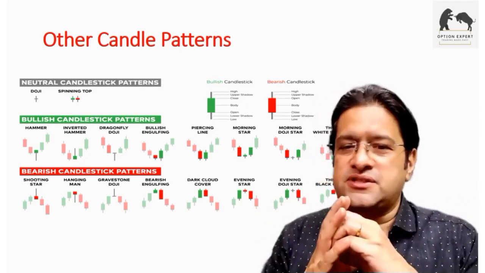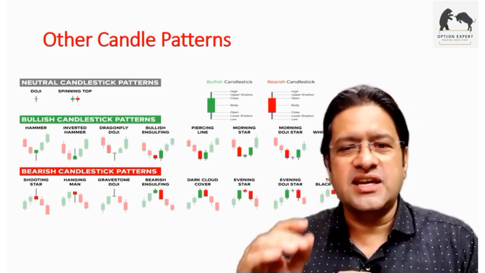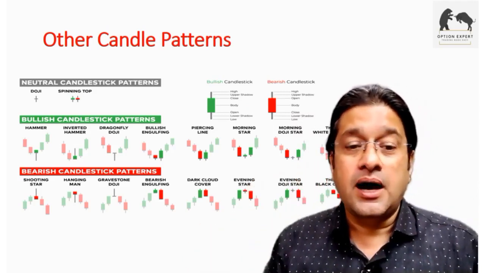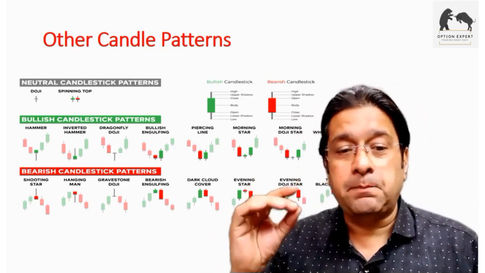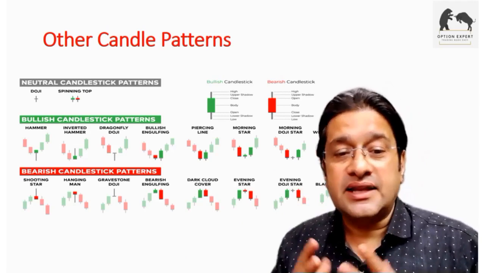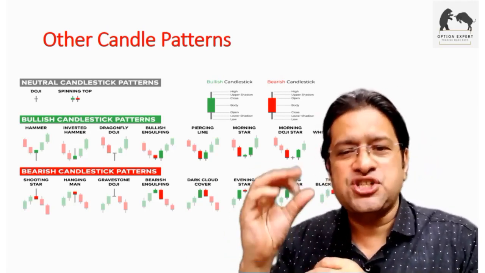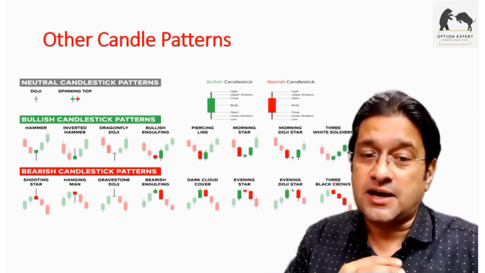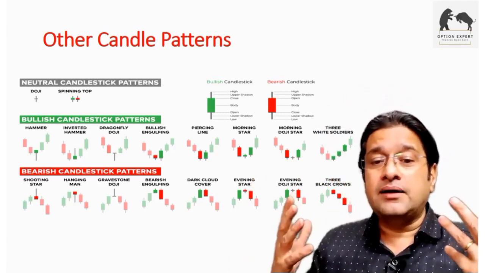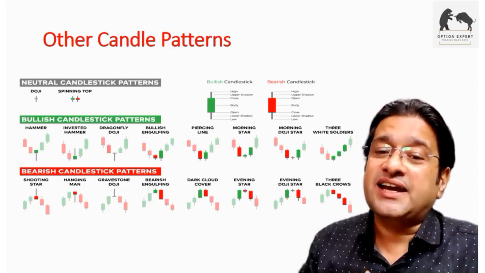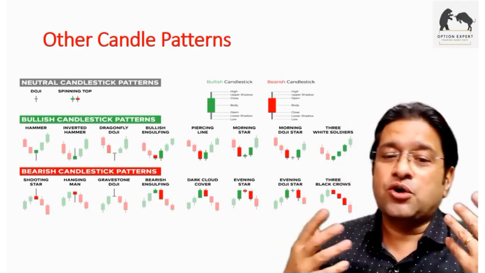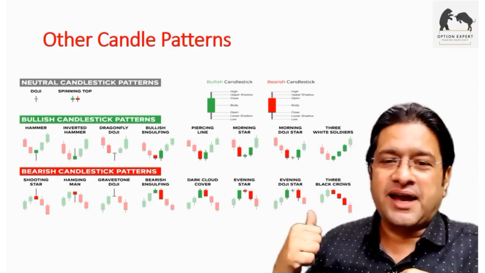And then engulfs. These engulfs are most common. You will see them in every type of chart. And then there is a dark cloud, which is nothing but a piercing kind of pattern. And then there is an evening star. Not much of a difference between a shooting star and an evening star, except the shadow is much longer in a shooting star. And then three black crows, exactly the reverse of white soldiers.